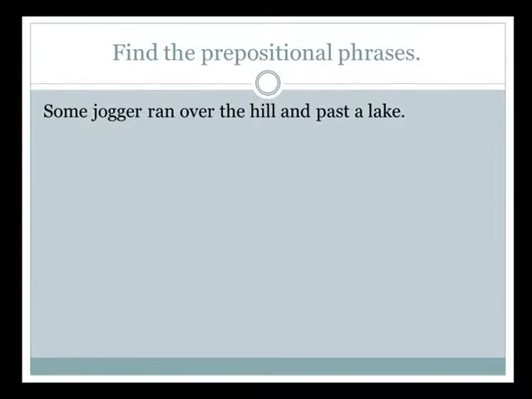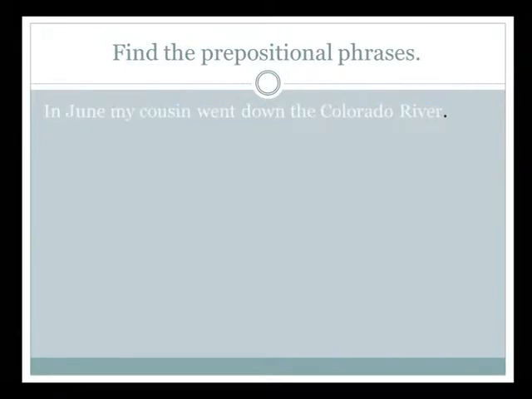The next practice question. In June, my cousin went down the Colorado River. In June. In is a preposition of time, as we have learned. So in June becomes a prepositional phrase. Went down the Colorado River. So down the Colorado River becomes another prepositional phrase. Down is a preposition of direction. So two prepositional phrases here in the sentence.